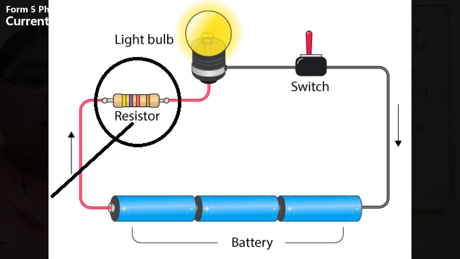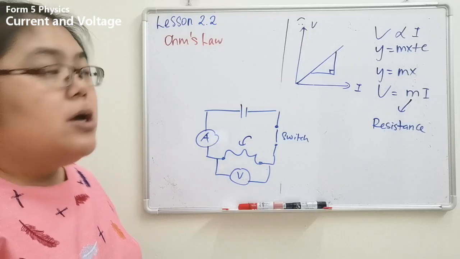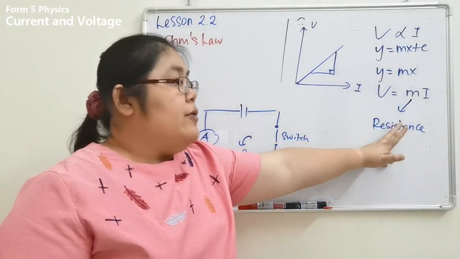Okay, so resistance means something that blocks the current from going through. This one we call resistance. If you put more wire, it means the resistance is too high. When resistance is too high, the current needs to use more energy to overcome the resistance. Then the current can be passed through. So this one is the resistance.